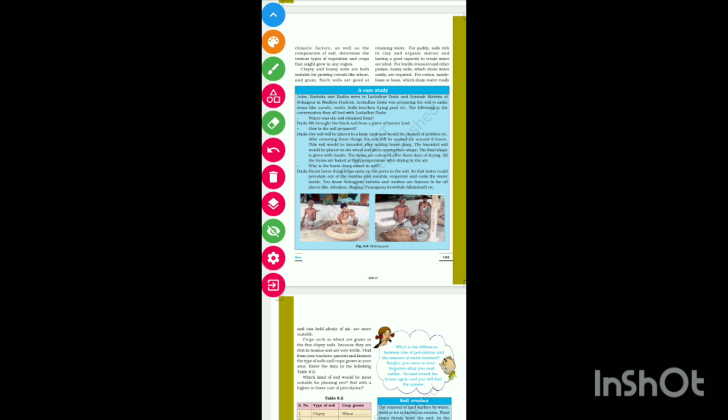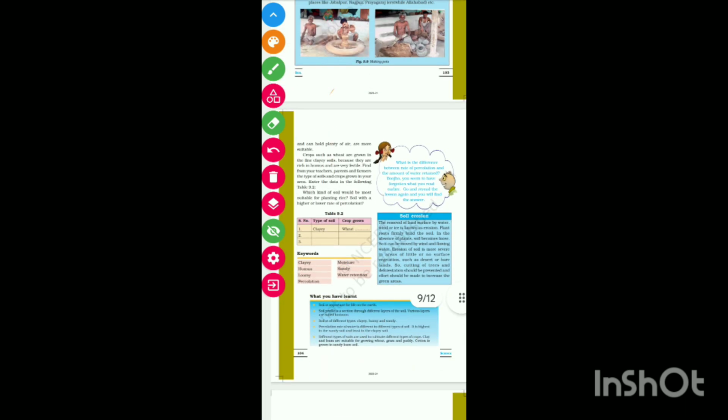So let's continue, and now we will learn about what is soil erosion. The removal of land surface by water, wind or ice is known as erosion. Plant roots firmly bind the soil. In the absence of plants, soil becomes loose, so it can be moved by wind and flowing water. That's why in the desert there are sand dunes, because vegetation is very low, very few plants and trees are found there. The plants and trees found there are date palms, cactus, and some more.